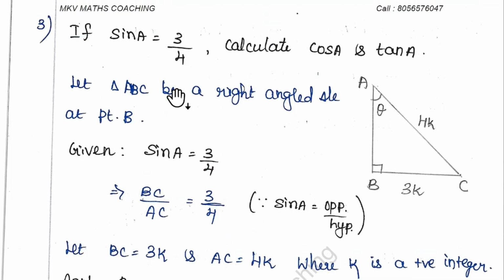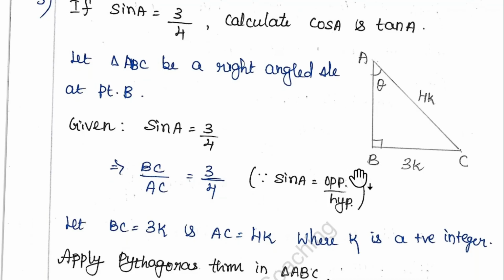So always remember, when the values are given in the form of ratio, that is sine ratio is 3 by 4, just apply it in the sine formula. Opposite by hypotenuse value will be 3 by 4, but take this value as 3k, 4k like that and find out the AB value. Now you need to find the cos A and tan A.